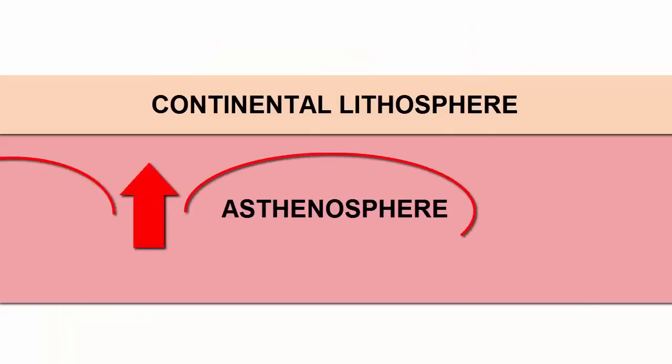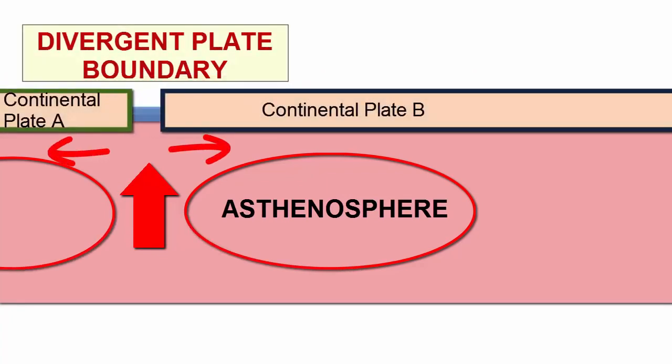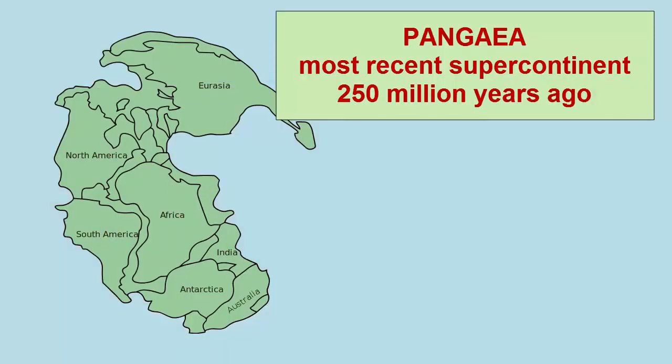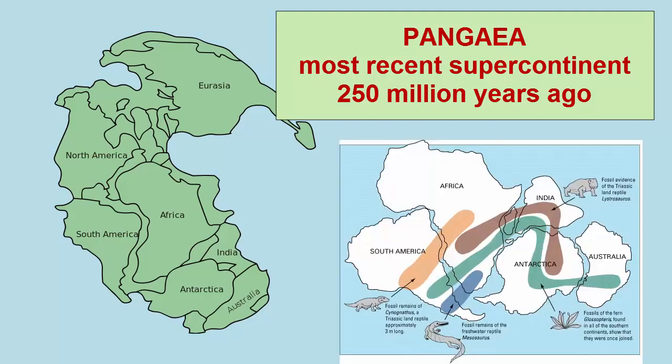When new convection cells form under a continent, divergence tears the continent apart. The most recent supercontinent that tore apart to create the current geometry of Earth's plates was called Pangaea, and based on fossil evidence, it existed 250 million years ago, when all the continents we know today were fused together, one continent and one surrounding ocean.